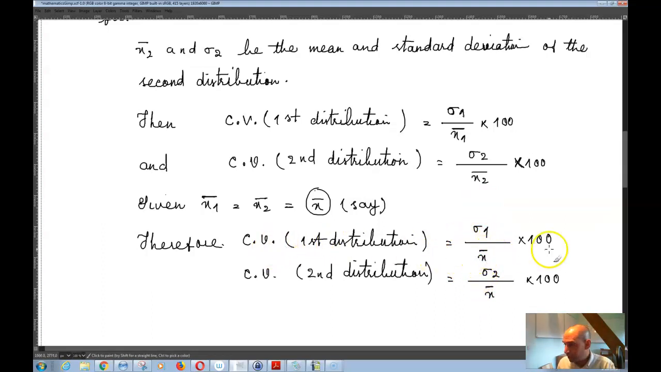Now if I call this equation number 1, and this number 2, from 1 and 2 you can see that the two coefficients of variation can be compared on the basis of the values of sigma 1 and sigma 2. Everything else is the same in these two coefficients of variance. The only thing that's different is the values of sigma. This is sigma 1 and this is sigma 2.